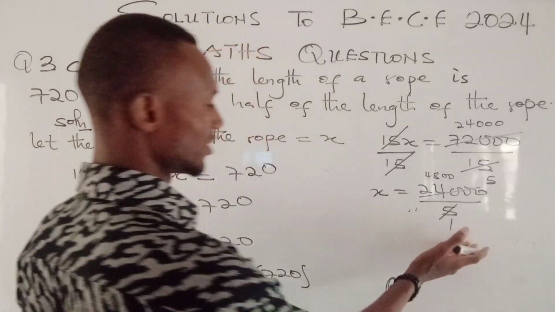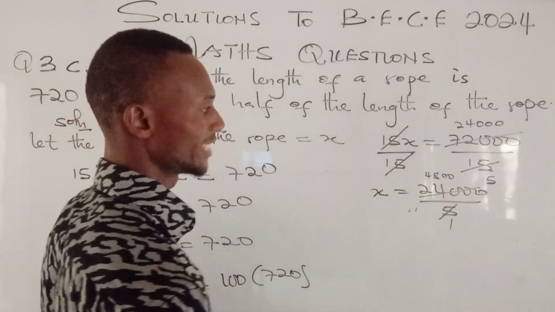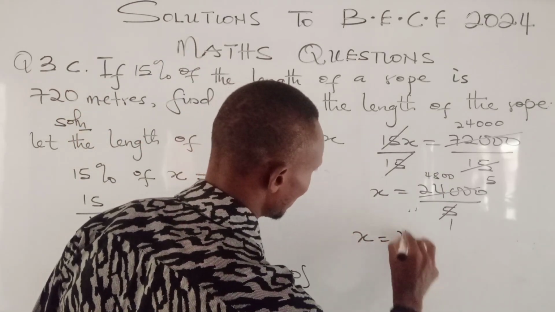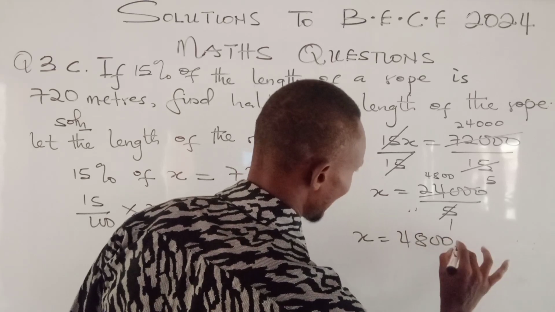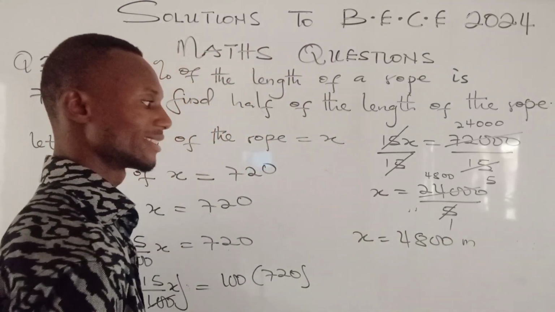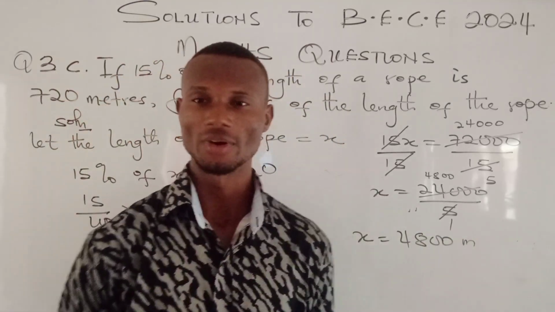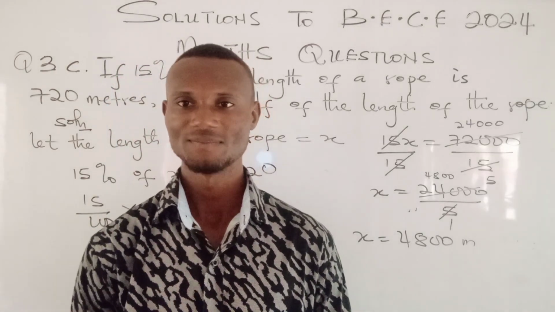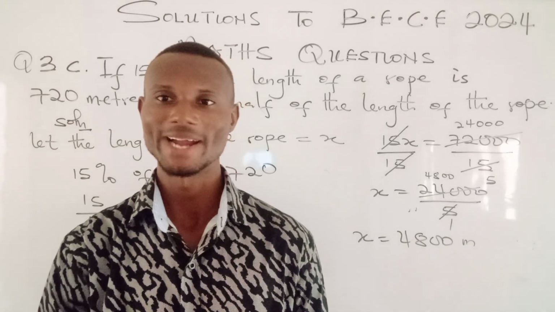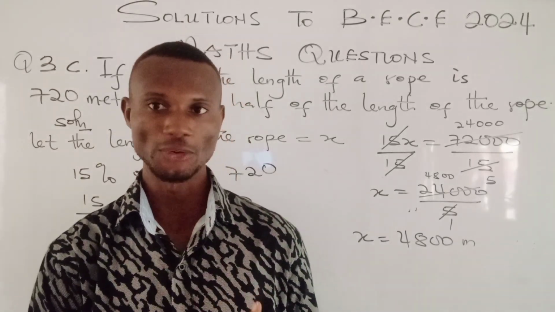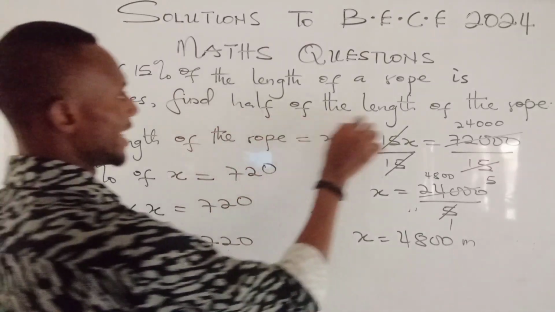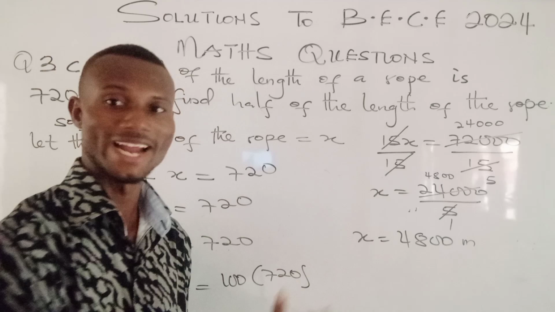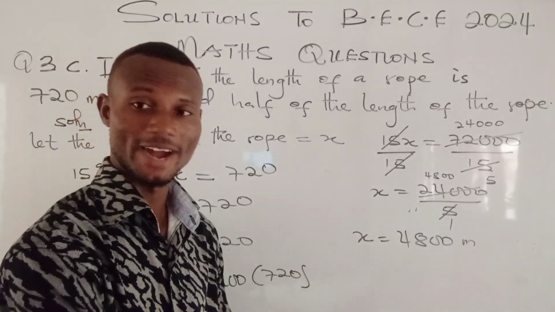So 5 goes here 1 and goes into the 24,000, 4,800. So I have my s equals to 4,800 meters. So that is the length of the rope. But please take note that the question didn't ask us to find the length of the rope. It asks us to find half of the length of the rope. So now that we've gotten the length of the rope, we are going to find half of it, and that will give us our final answer.